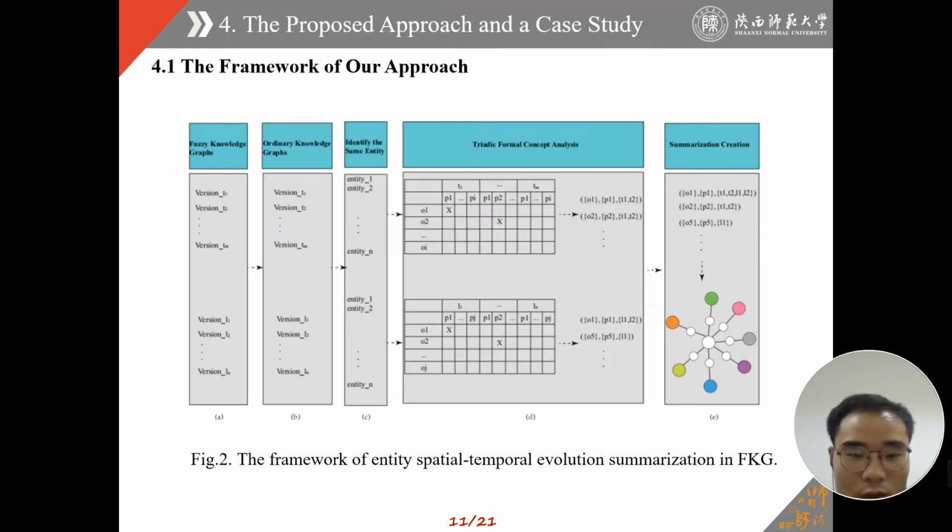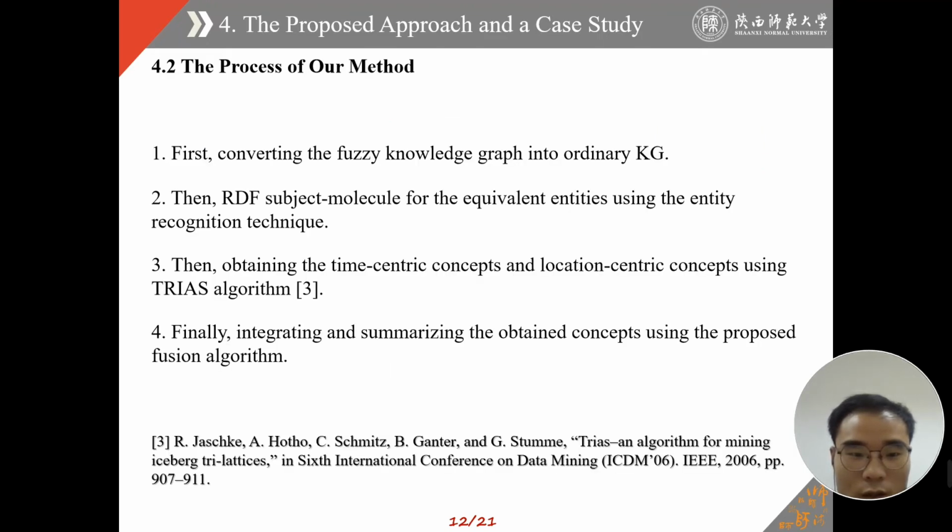Figure 2 illustrates the framework of entity spatial temporal evolution summarization in fuzzy knowledge graphs. First, we convert the fuzzy knowledge graph into an ordinary knowledge graph. Then, we identify the equivalent entities using the entity recognition technique. Then, we obtain the time-centric concepts and location-centric concepts using the triadic algorithm. Finally, we integrate and summarize the obtained concepts using the proposed fusion algorithm.